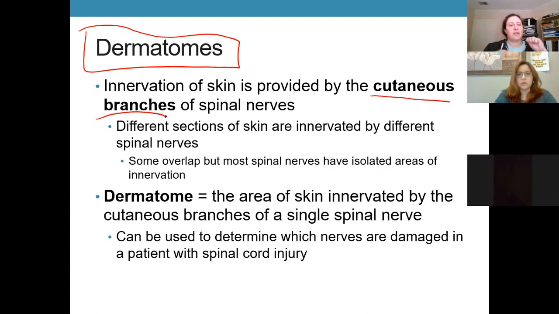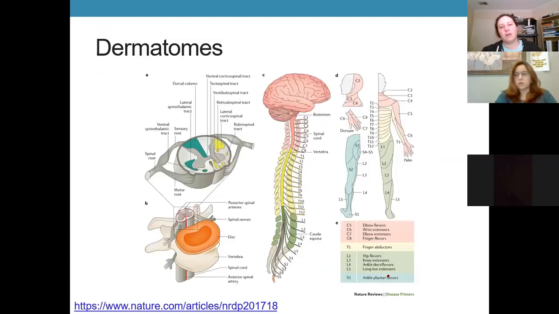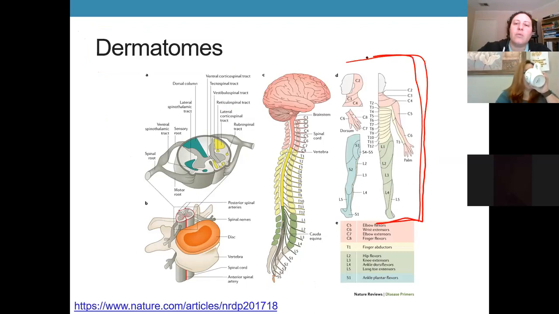And we find that even with the ventral rami, there are little strips of skin on the front of our bodies and our limbs that correspond to a single spinal nerve. And so if somebody has a spinal cord injury, we're trying to localize the area of injury, we can actually test for sensation along the body to figure out which ones are damaged.